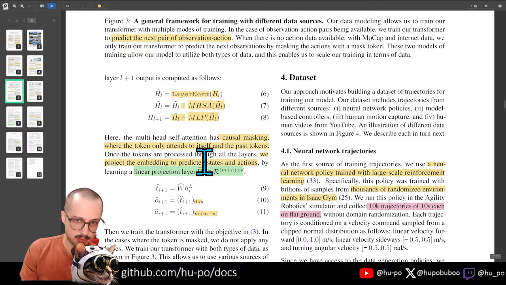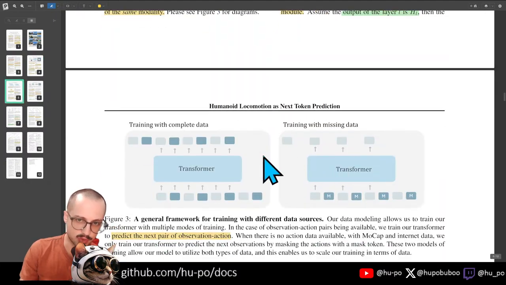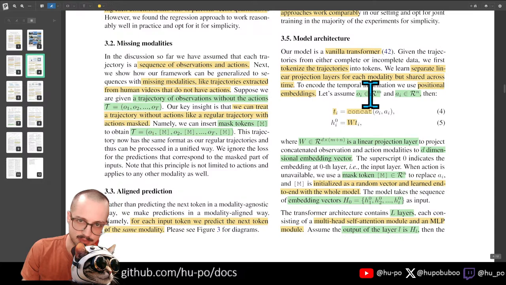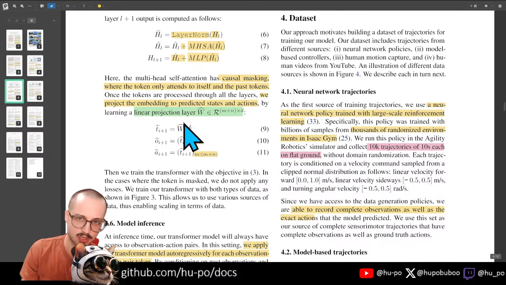We project the embedding to predicted states and actions with a linear projection layer. Okay, so now they go through multiple blocks of this transformer, but eventually they need to turn it back into this observation and action. So in order to do that, they're going to have another linear projection layer. In this case, it's W hat, right? And you see how the dimensionality of this is opposite.